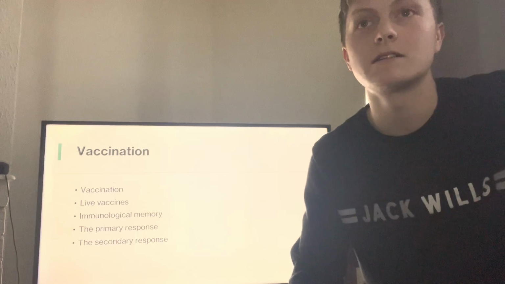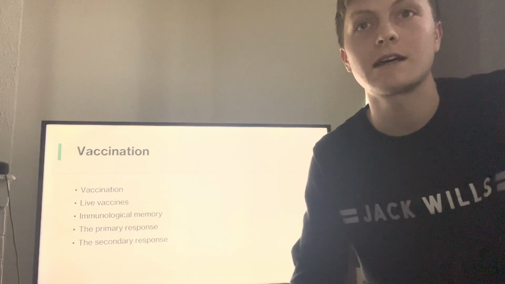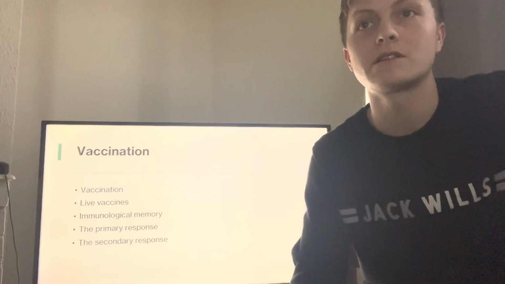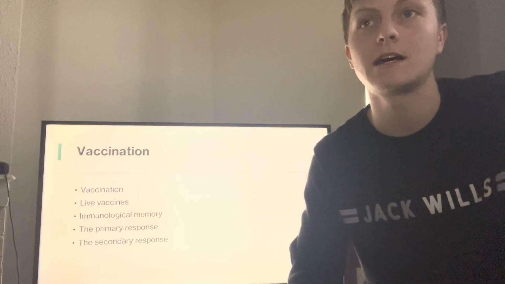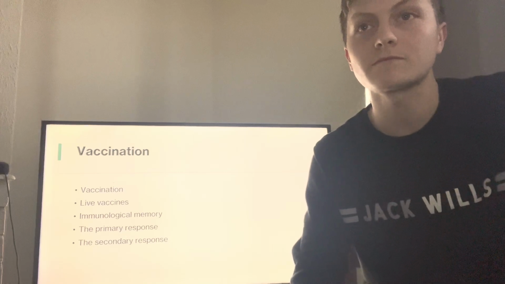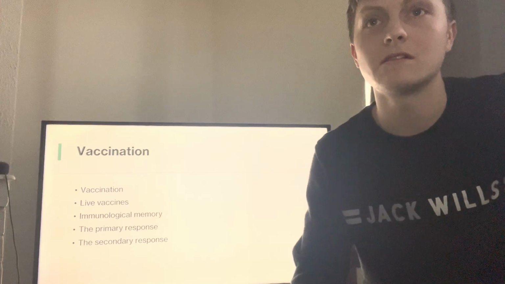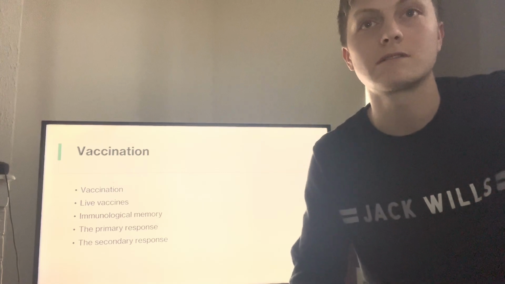Immunological memory. This is when the immune system develops memory cells and responds quicker to a previously encountered pathogen. The primary response is when a pathogen is encountered for the first time, B cells identify it, and plasma cells produce the antibodies. Infection and symptoms may occur. Memory cells are made in readiness to respond to another encounter.